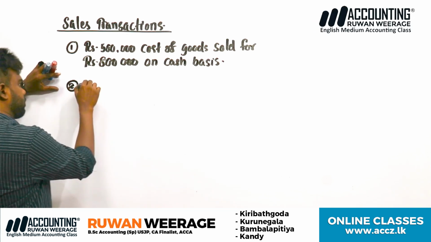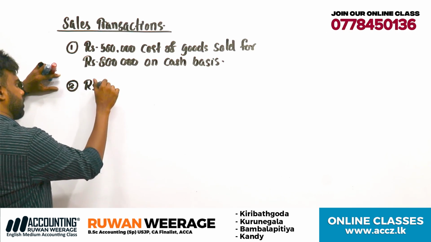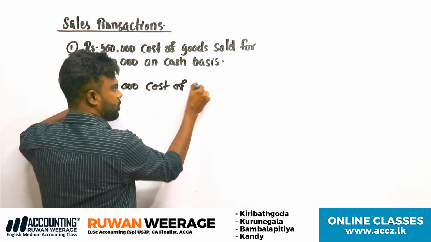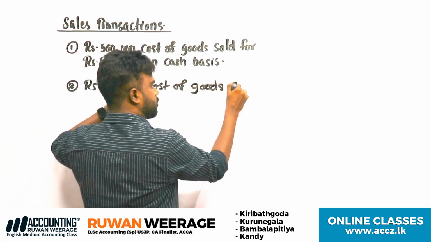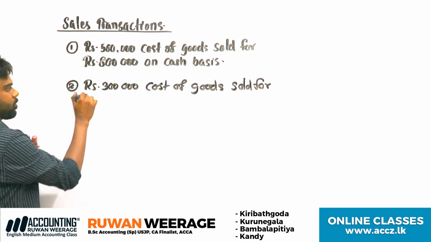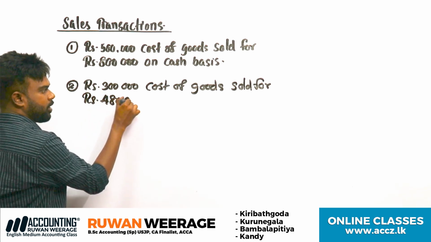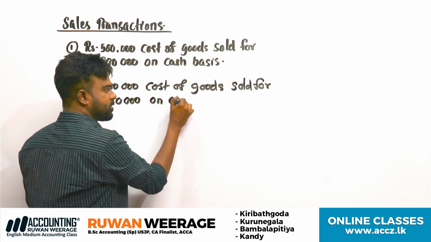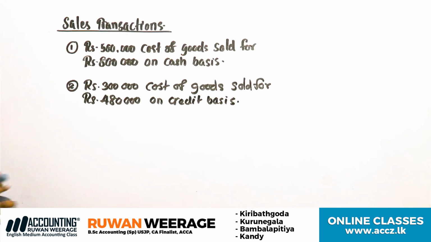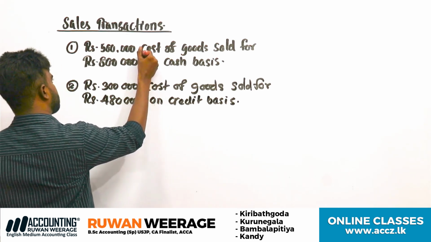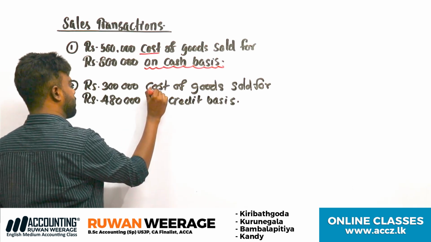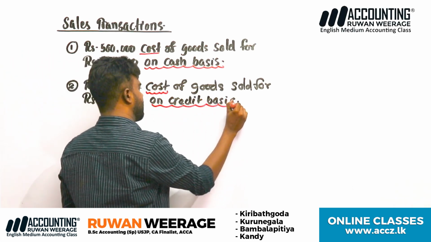Number 2. 300 cost of goods sold for 480 on credit basis. On credit basis. First of all, write down these two transactions and let me highlight. Here highlight the word cost and highlight on cash basis, and here also highlight the word cost and highlight on credit basis.